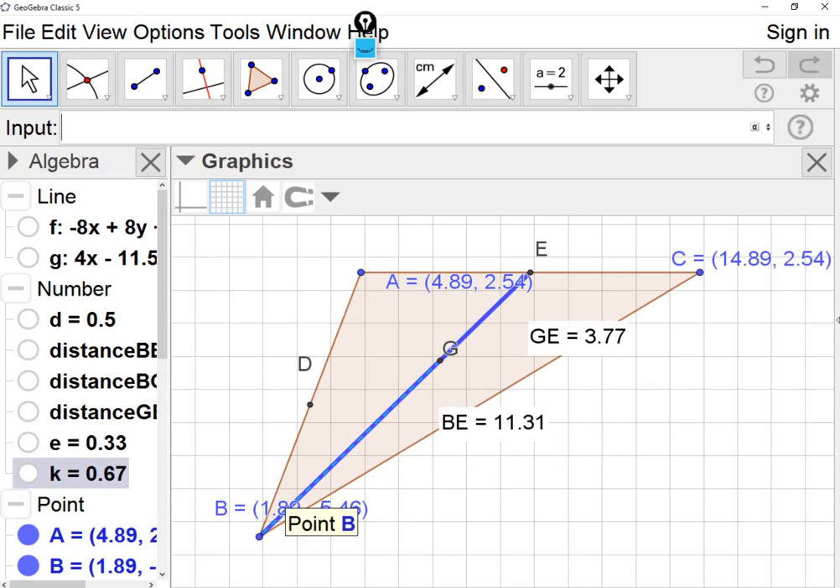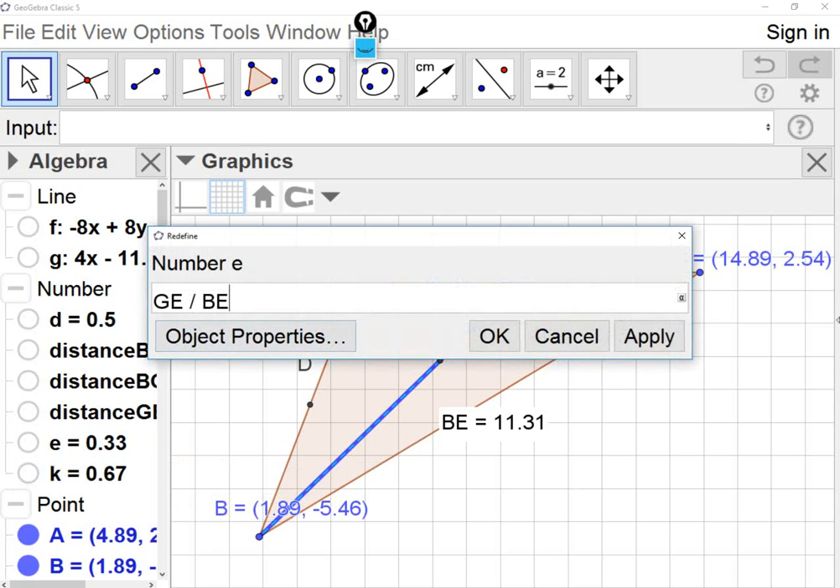So this distance here is 2/3 the entire median. Is that all right with everybody? If you don't like those fractions, you can put them in the, here I've got GE over BE.